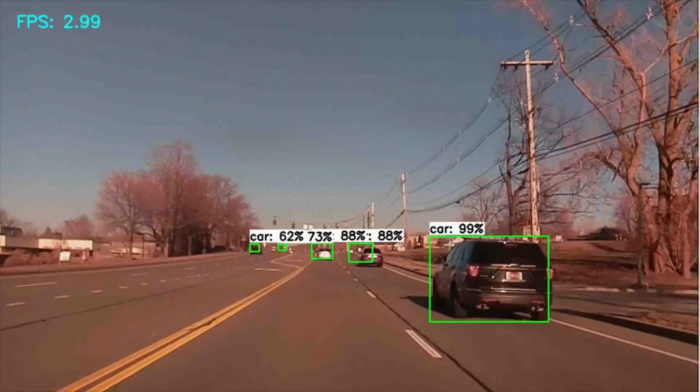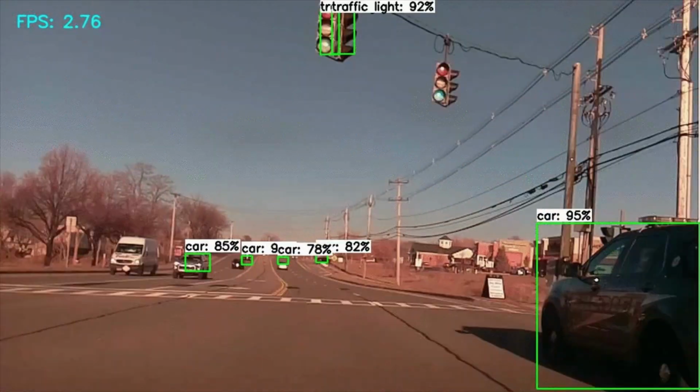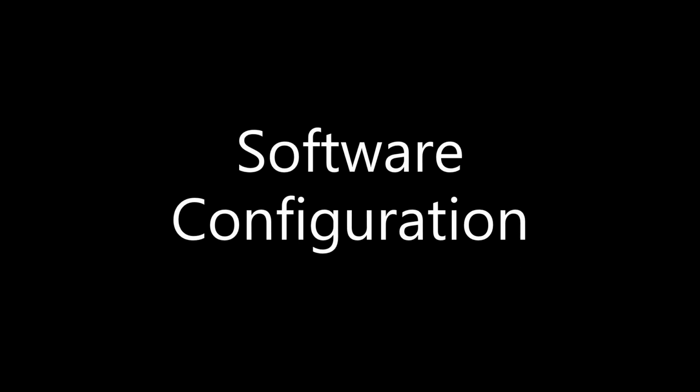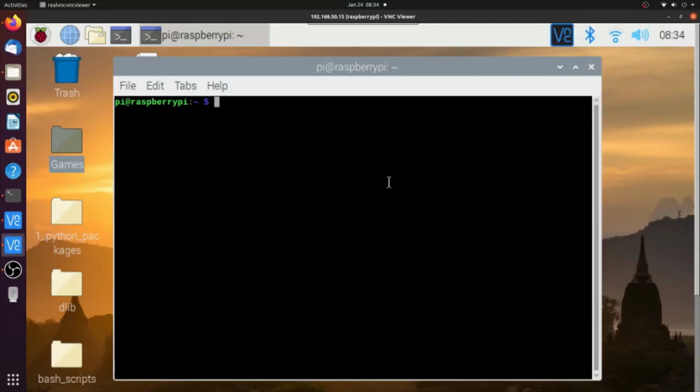Today I'm going to be teaching you how to perform object detection with an autonomous driving trained neural network. Let's start off with the software configuration.